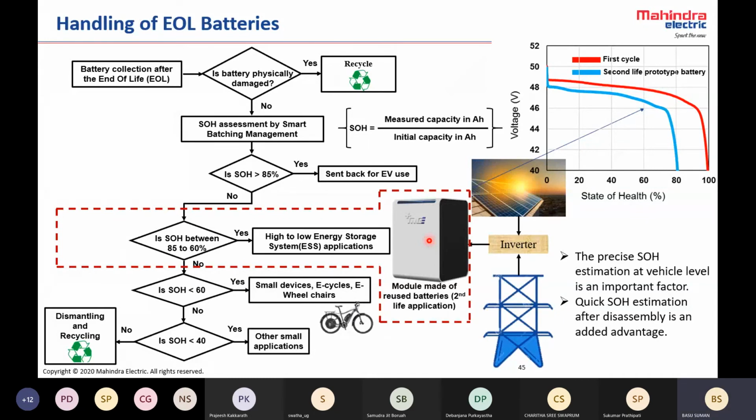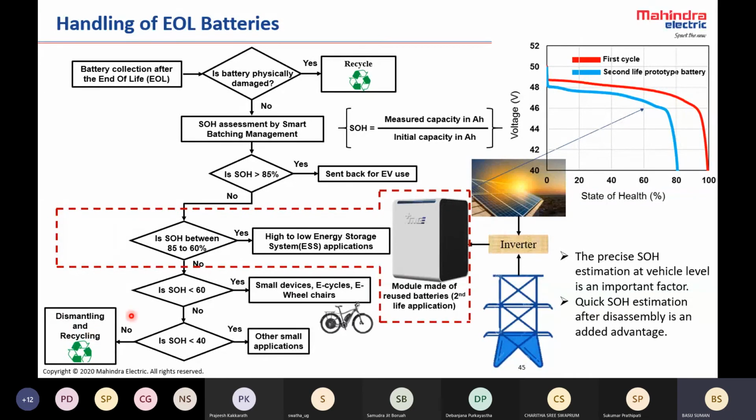And if there are some smaller applications like small devices, then probably you can use it too. But this particular one, again, nobody wants to use an old battery for a new e-cycle. So this space is kind of shrinking. But this space and this space, these are growing. So everybody is looking to use end-of-life lithium-ion batteries for solar application.